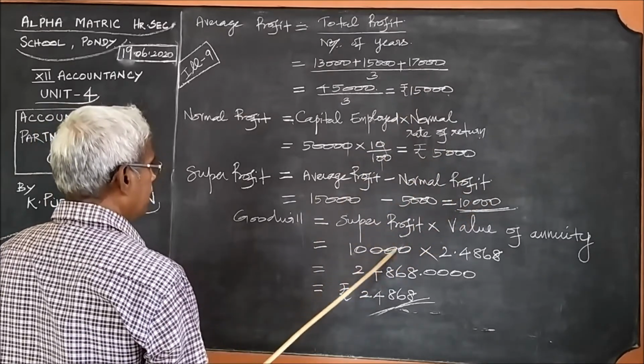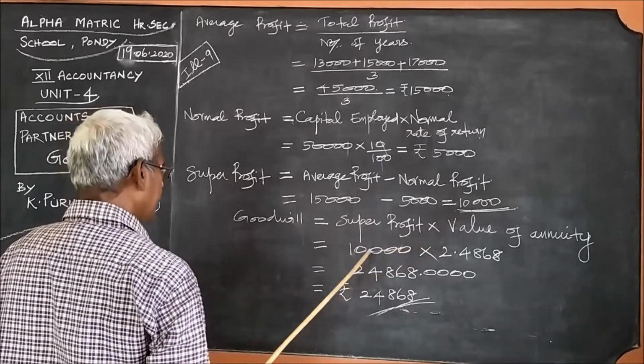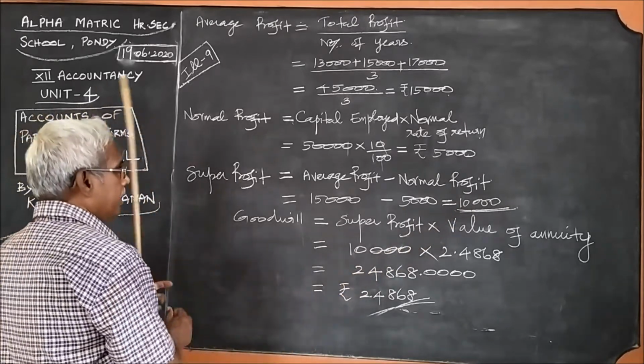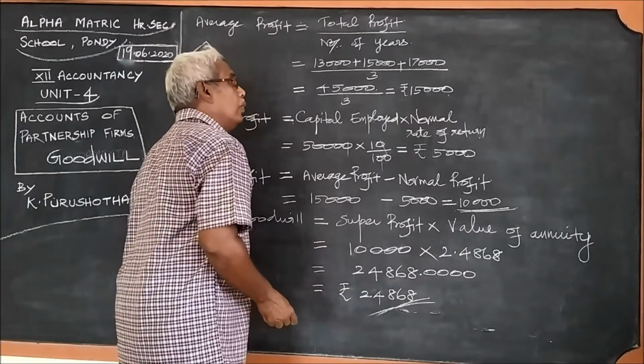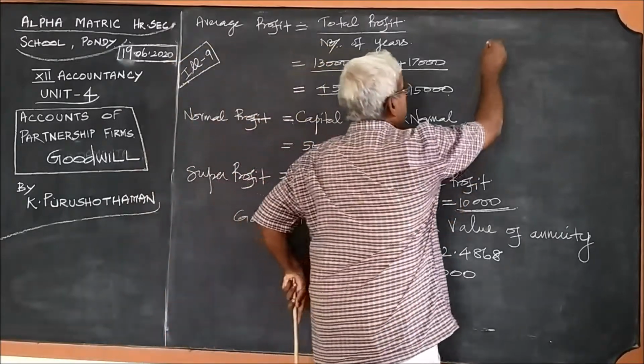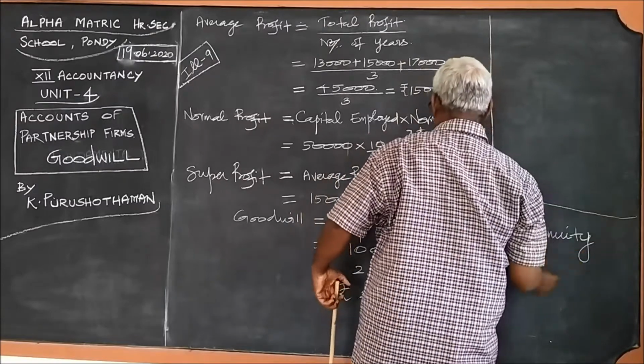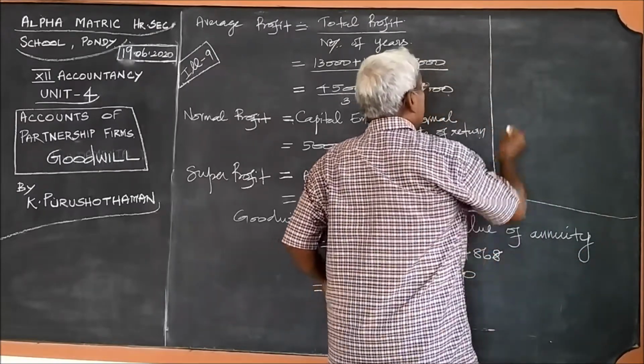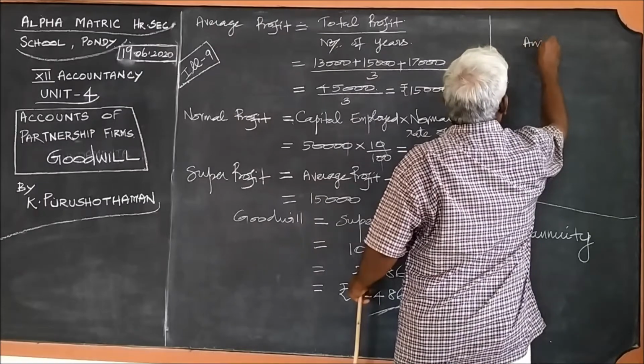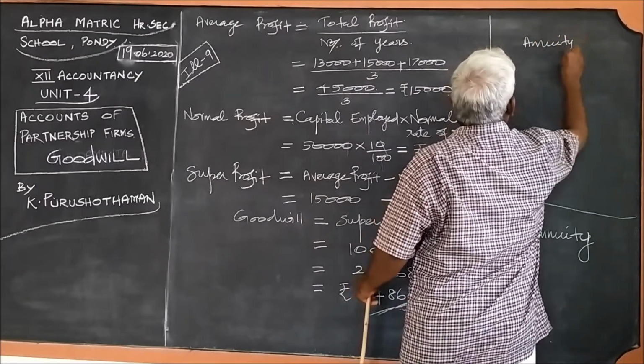Therefore, super profit 10,000 into value of annuity. This we have multiplied. How this annuity is arrived at is given in the problem itself. In the examination also, it will be given in the problem. There is a table called annuity table.